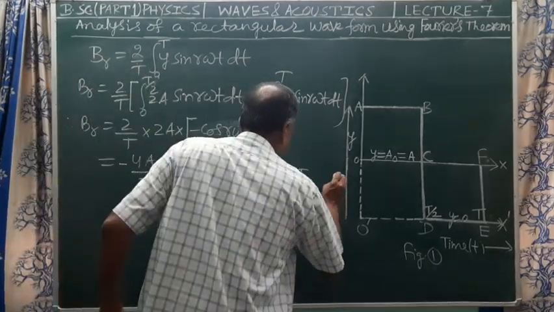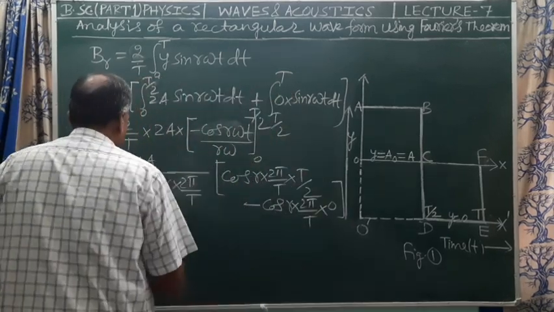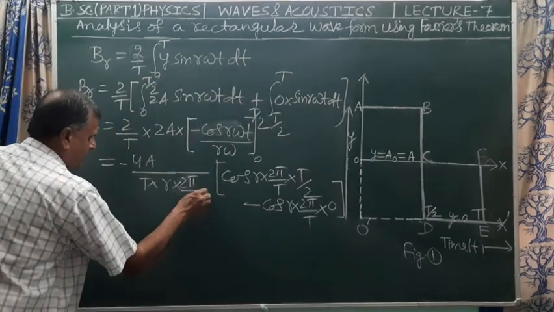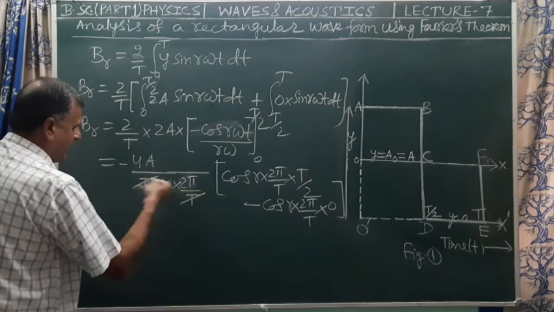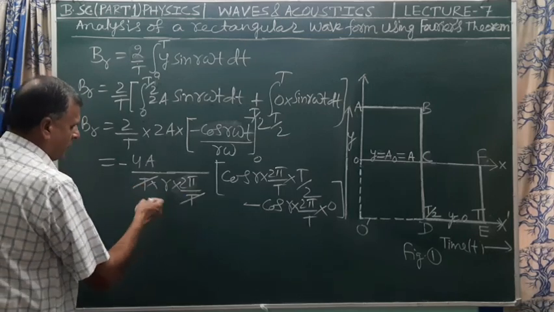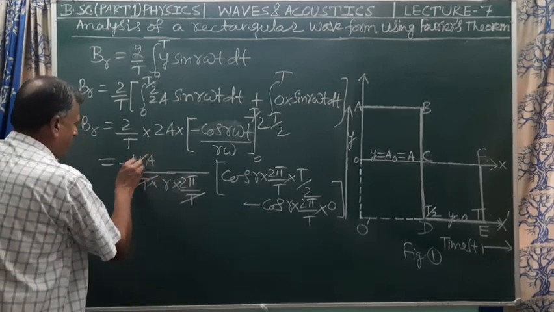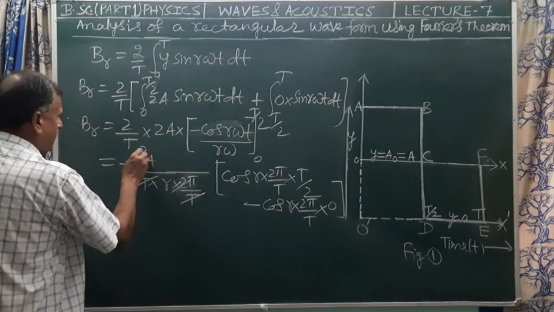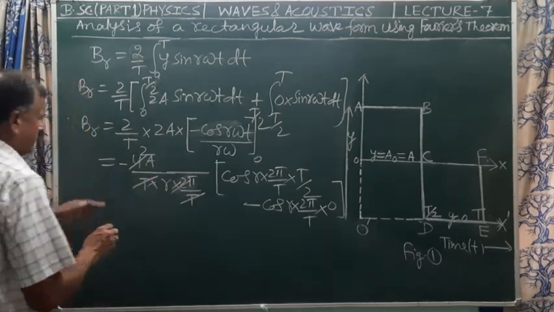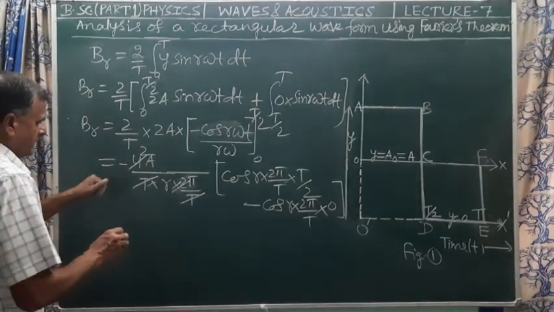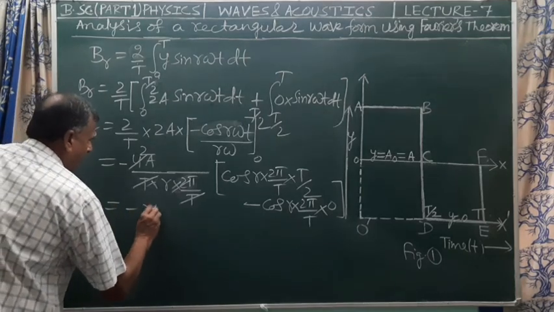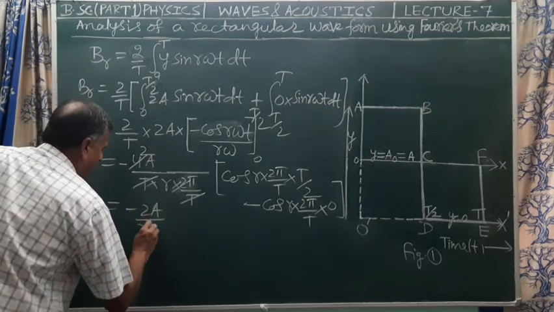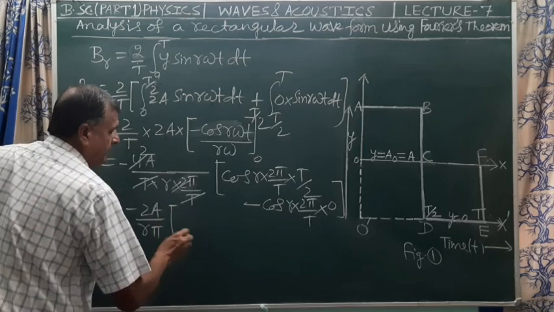So it is 0, bracket closed. Now outside the bracket, capital T and capital T will cancel out in the numerator and denominator, and 4 in the numerator will cancel out by 2 present in the denominator. So in the numerator we have minus, it is 2. So term is minus 2a upon r pi under bracket.